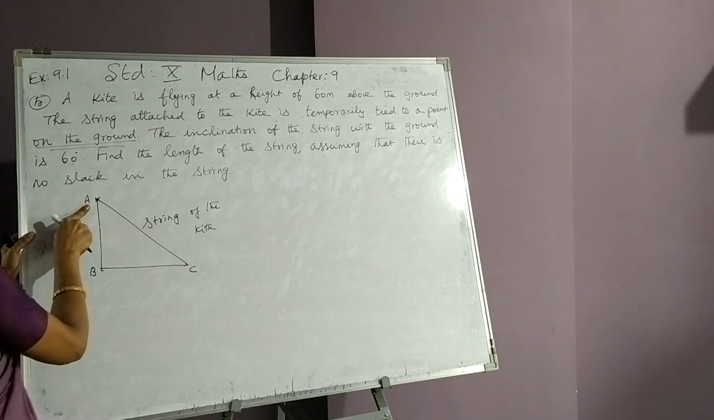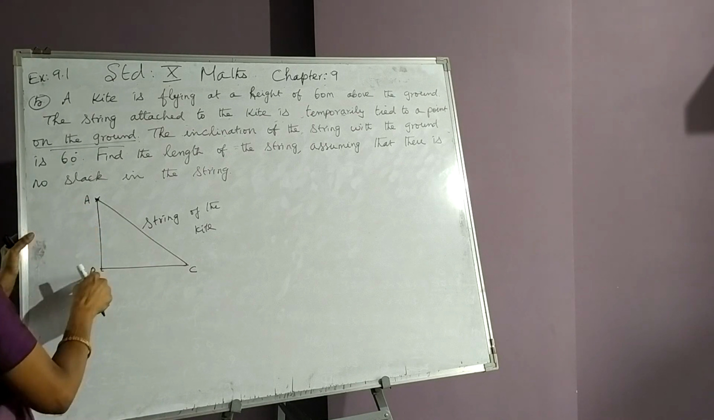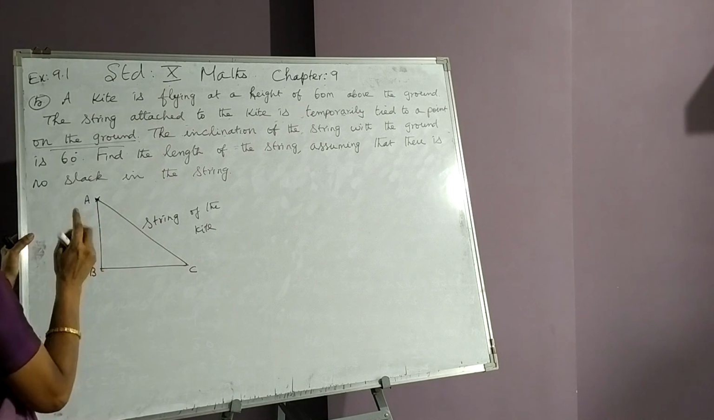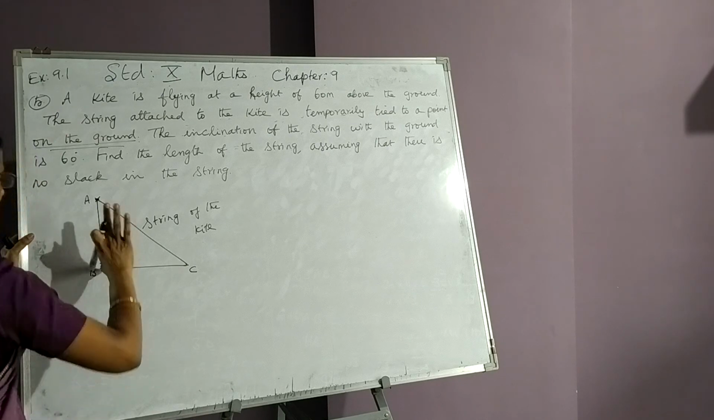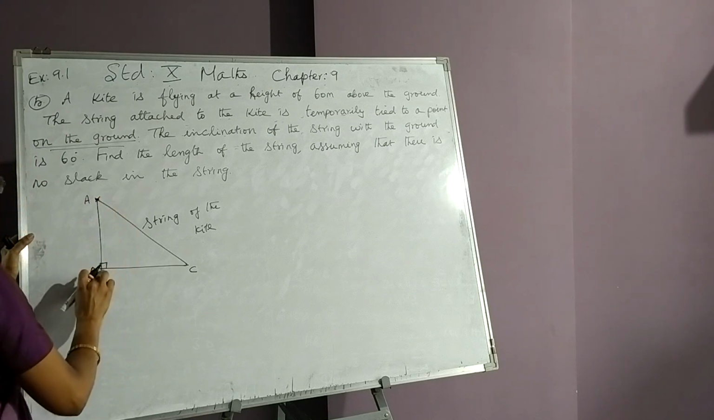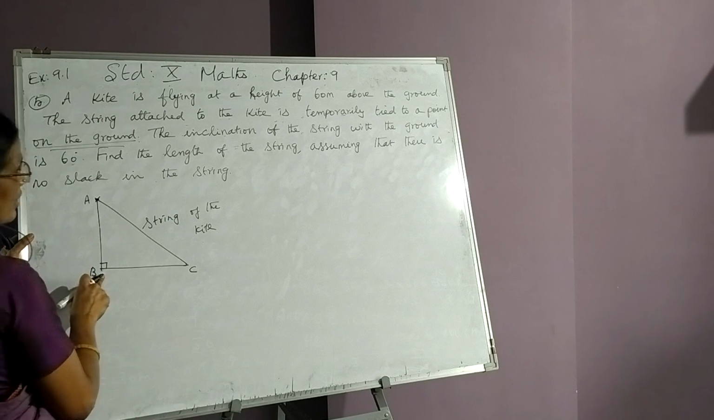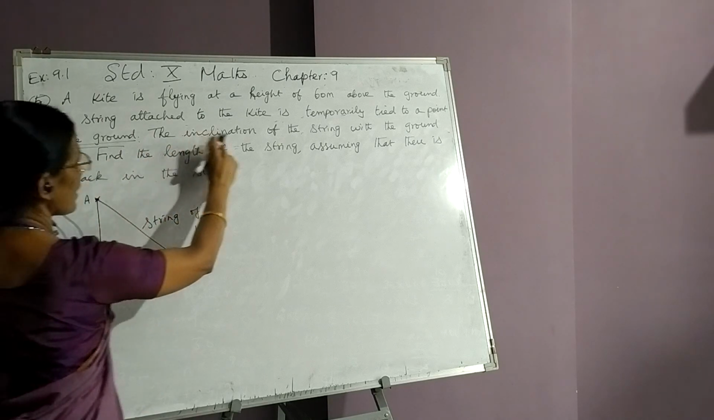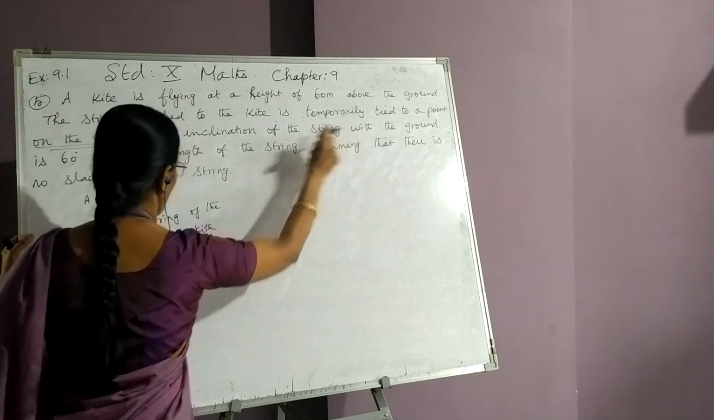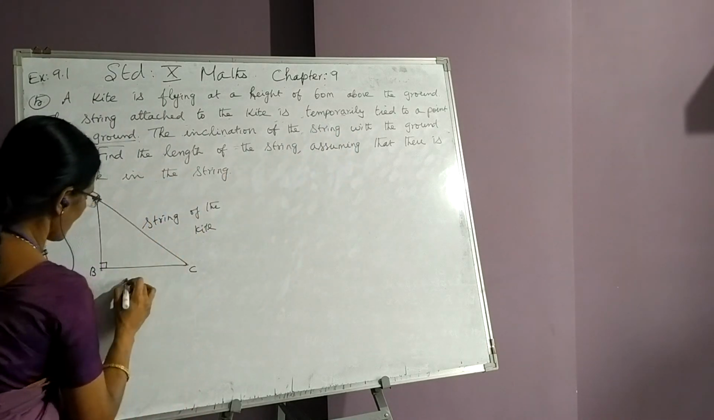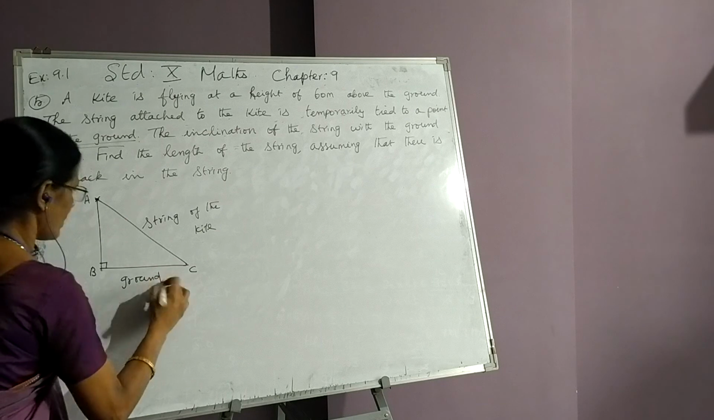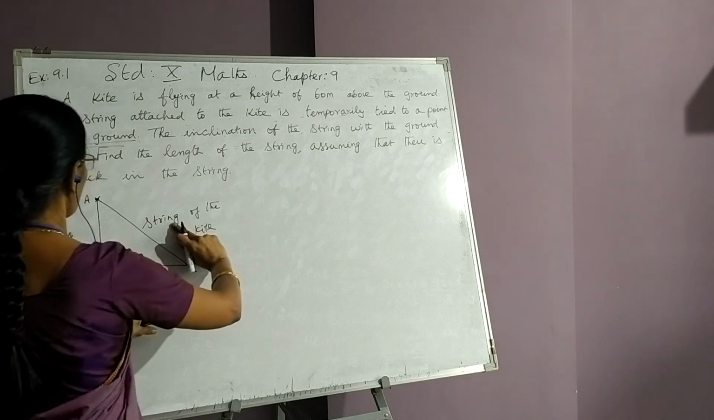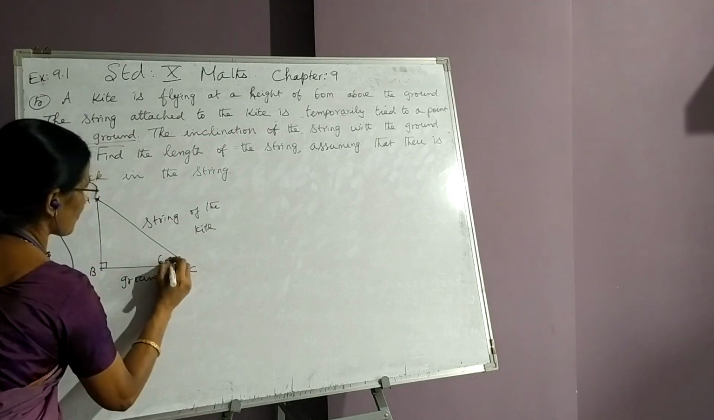A is the point where the kite is flying. AB is called the height of the kite. This is 90 degree because this is the height. Height is always a perpendicular distance. Therefore, this becomes 90 degree. It makes 60 degree. Which makes 60 degree? The inclination of the string with the ground. This is the string. This is the ground. The inclination of the string with the ground is given as 60 degree.